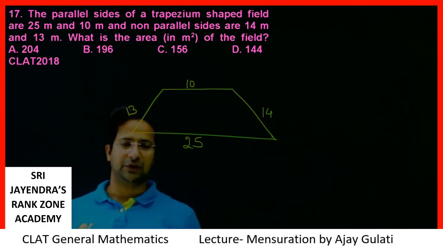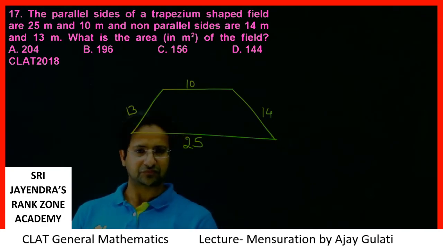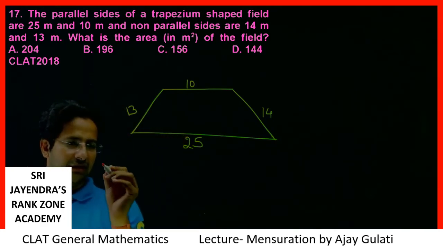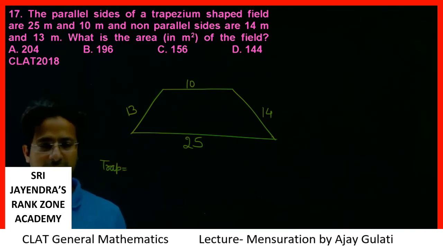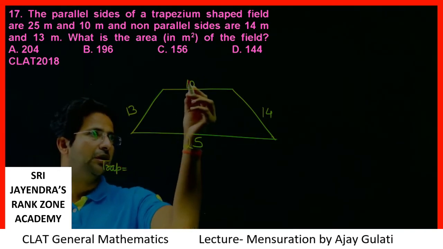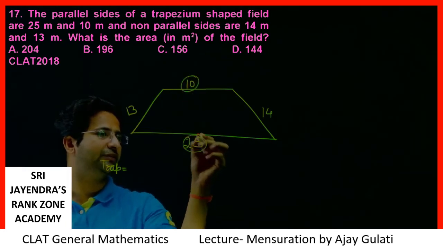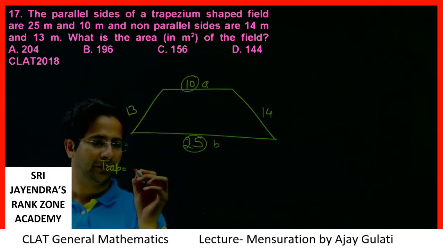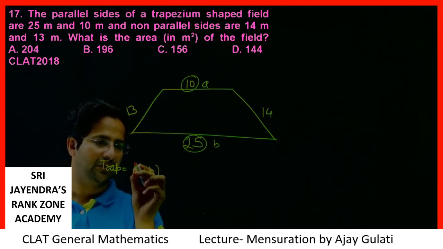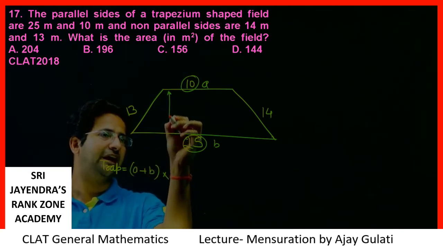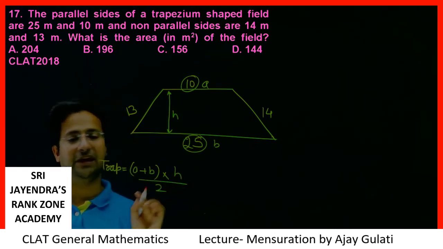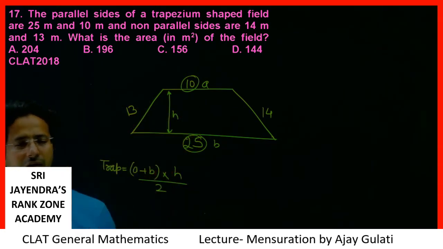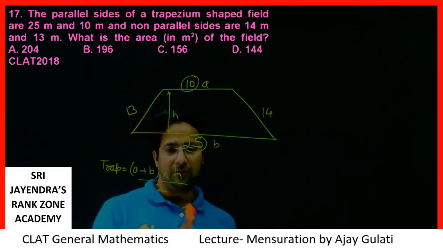See students, first of all, what is the area of a trapezium? Although I won't be using the formula directly here, because I'll be telling you a better shortcut. You just add these two parallel sides, let's say A and B, A plus B into H divided by 2. This is the area. But since this H is not provided to us, we will have to find it out. I'll tell you a better way.